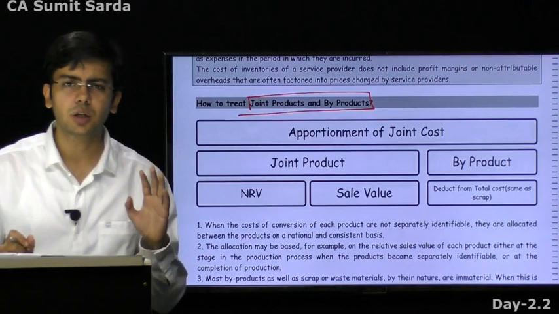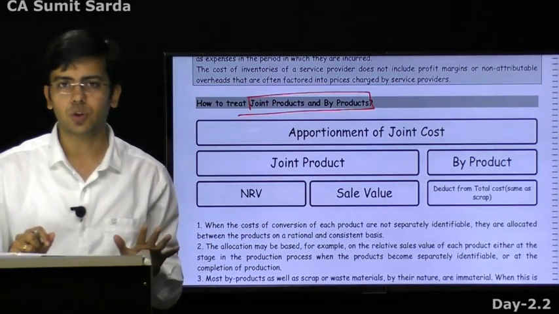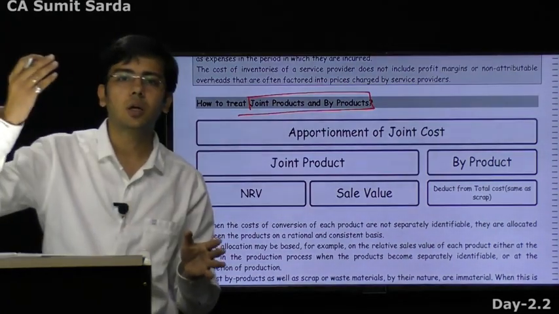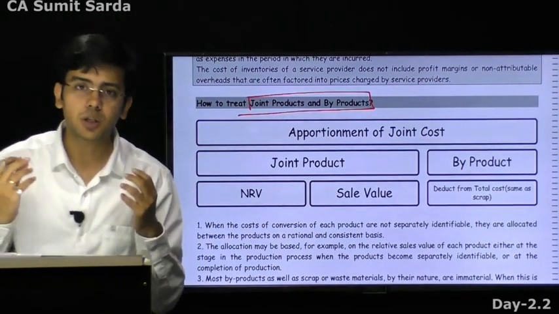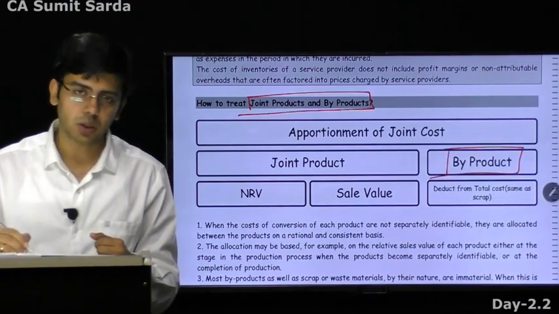You cleared CA Inter, and they assume that you have the knowledge of how to determine the joint cost. And even if they want to test the joint cost, they are going to test it in the costing paper. So we are not going to see it over here. What we need to understand for the accounting concept is accounting for byproduct.